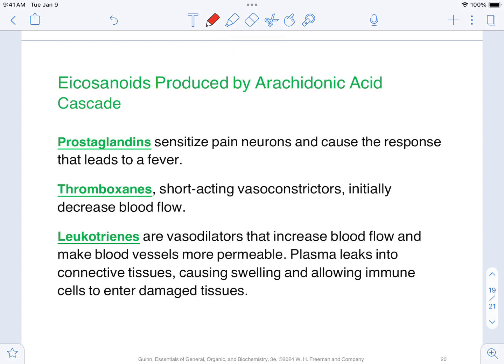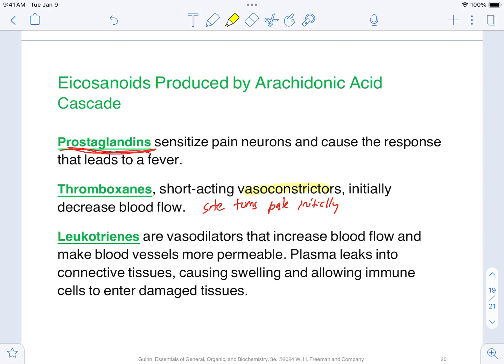So 3 different parts here. So prostaglandins, sensitive pain neurons, and cause the response that leads to a fever. So anytime you get a fever, thromboxanes are short-acting vasoconstrictors, which initially decrease blood flow. When this happens, the site turns pale initially. So your blood flow decreases and your skin will turn pale. And then your leukotrienes, vasodilators that increase blood flow.